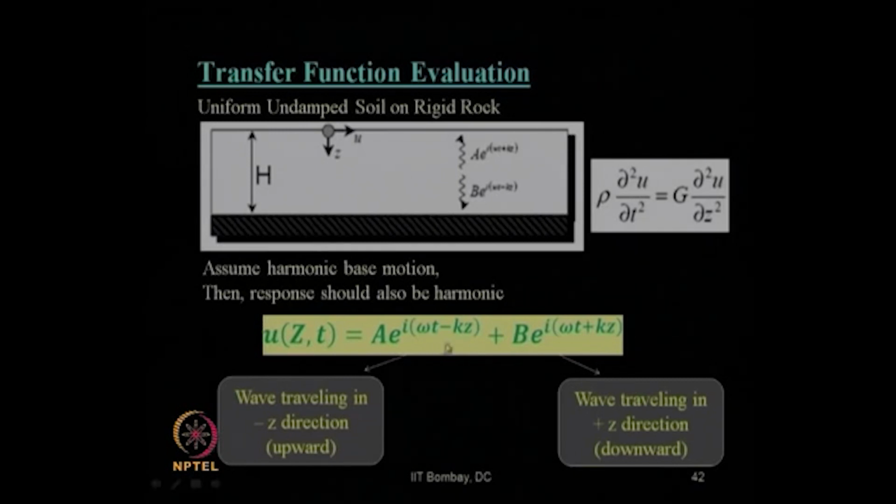Okay. And omega is the circular frequency of the excitation, and k is the wave number. So, this portion signifies the wave travelling in the minus z direction, which is moving upward like this, because our positive z direction is in this way, whereas this part gives us the solution for the wave travelling in the downward direction, or plus z direction. Okay. So, this is the solution in the harmonic base motion.